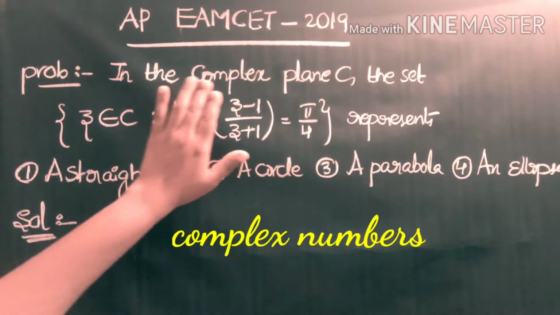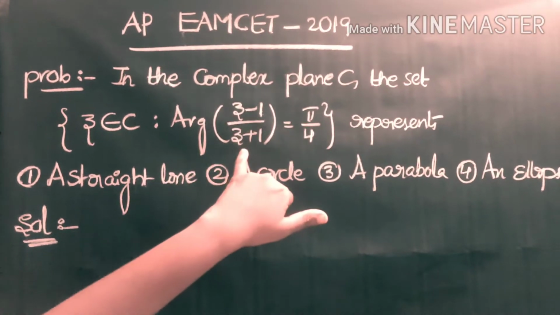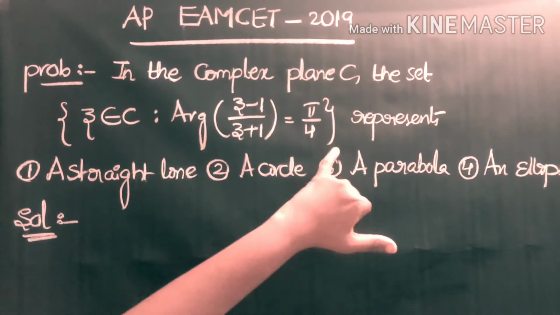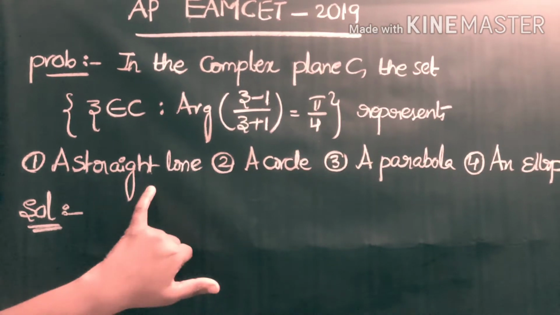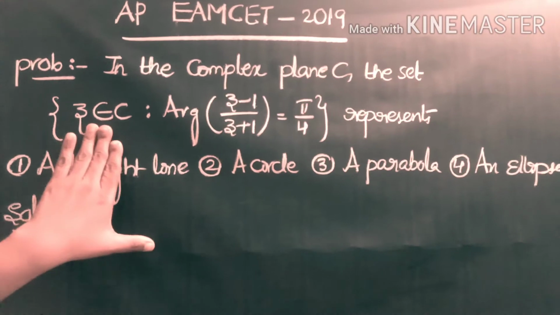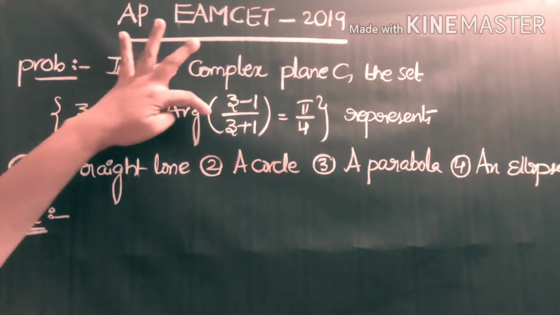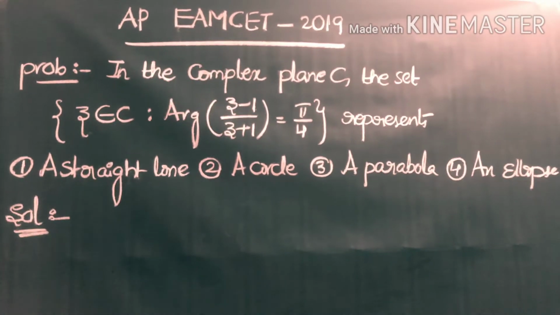Problem. In the complex plane C, the set of Z belonging to C such that arg((Z minus 1)/(Z plus 1)) is equal to pi by 4 represents: straight line, circle, parabola, or ellipse. Given that Z is a complex number, in place of Z we take x plus iy. Also given that arg of (Z minus 1)/(Z plus 1) is equal to pi by 4.